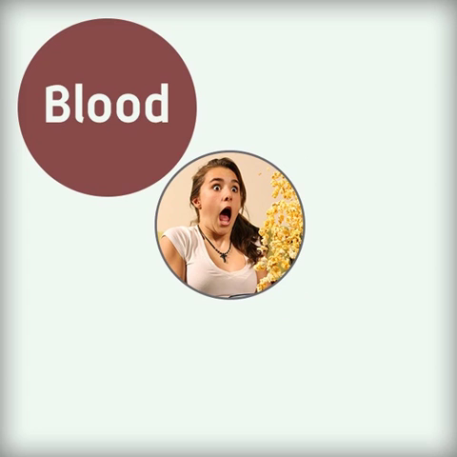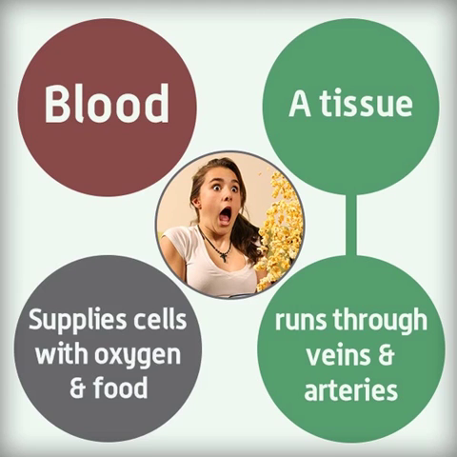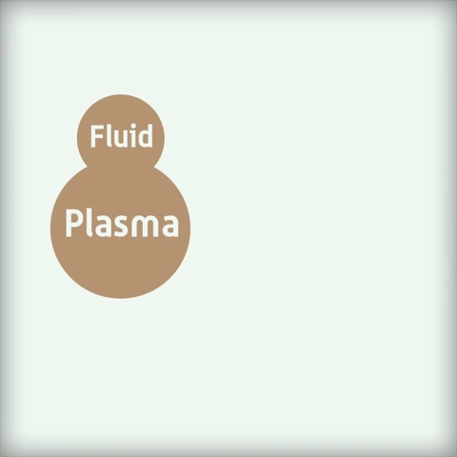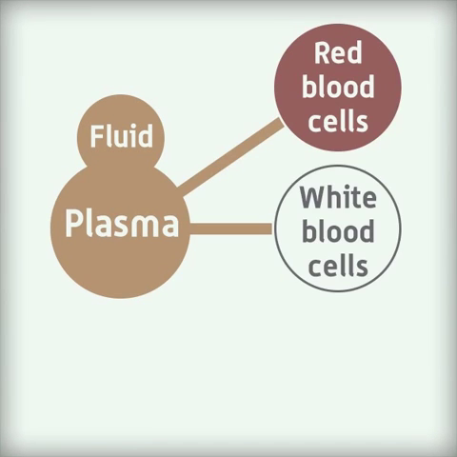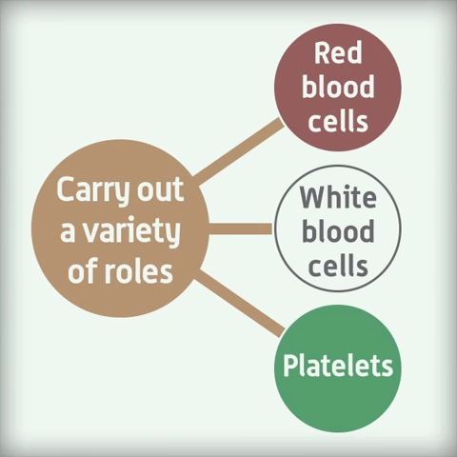A vital component of horror films worldwide, blood has always had the ability to shock. Blood itself is a tissue which runs through our veins and arteries and, at the very least, is responsible for supplying all of our cells with oxygen and dissolved food. Blood is a tissue that's comprised of a fluid called plasma, within which red blood cells, white blood cells and platelets are suspended. Each of the components carries out a variety of roles in the body.